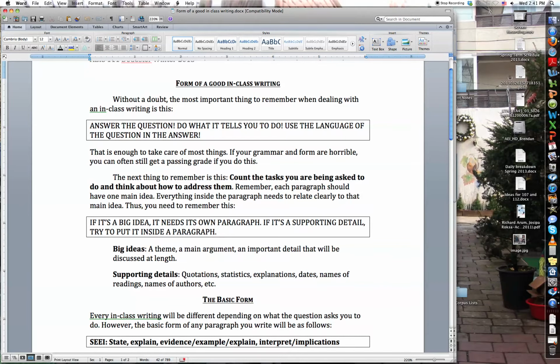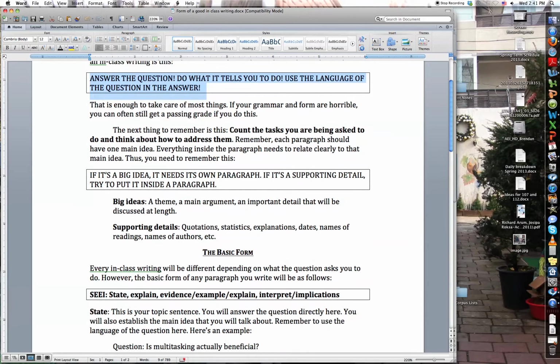Probably the other day on the initial pretest that we did in AEIS 112, you might have had a hard time answering the question simply because it was a difficult question. It could be interpreted two different ways. Because of that, some people did not do what the question asked them to do, and a lot of people did not use the language of the question in the answer. I'll tell you this though, if you do these things, that's enough to take care of most academic writing.